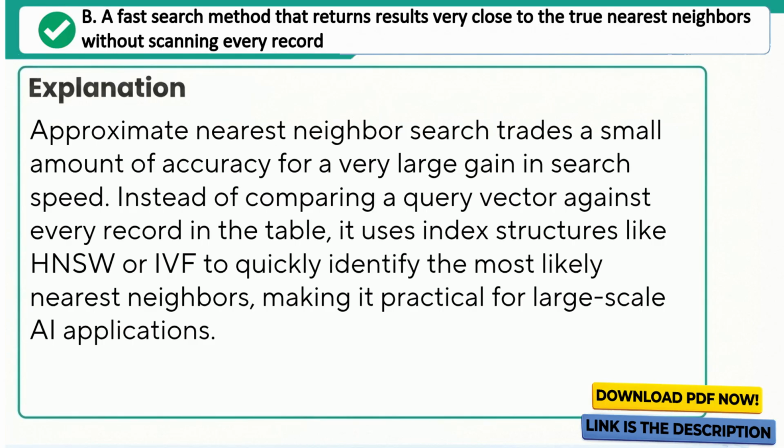Explanation. Approximate nearest neighbor search trades a small amount of accuracy for a very large gain in search speed. Instead of comparing a query vector against every record in the table, it uses index structures like HNSW or IVF to quickly identify the most likely nearest neighbors, making it practical for large-scale AI applications.